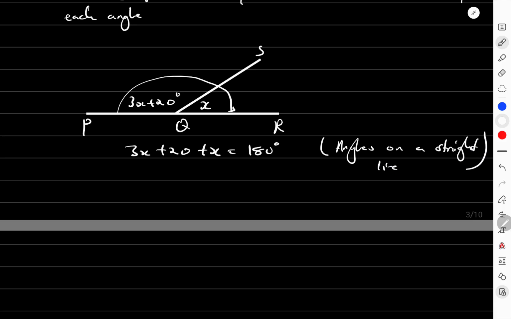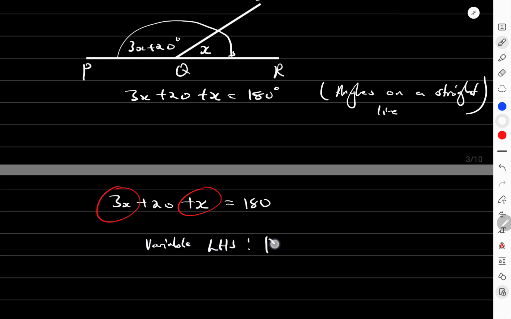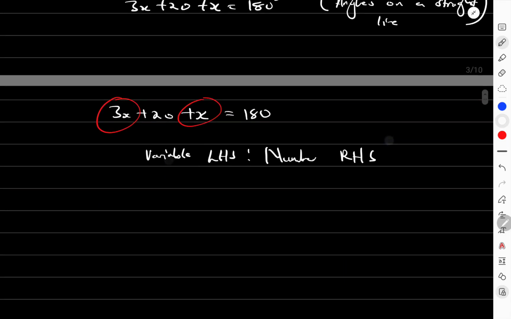Therefore I'm going to have 3x plus 20 plus x plus 100 equals 180 degrees. Now I realize that this x and this 3x are like terms. Therefore I'm going to group my numbers together and my variables together. I want to have variables on the left hand side, and numbers on the right hand side. Anything that is a variable, I want to see on the left hand side. Anything that is a number, I want to see on the right hand side.